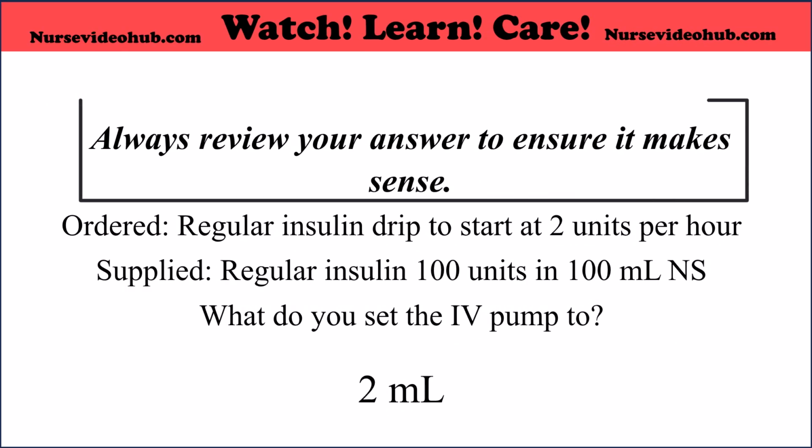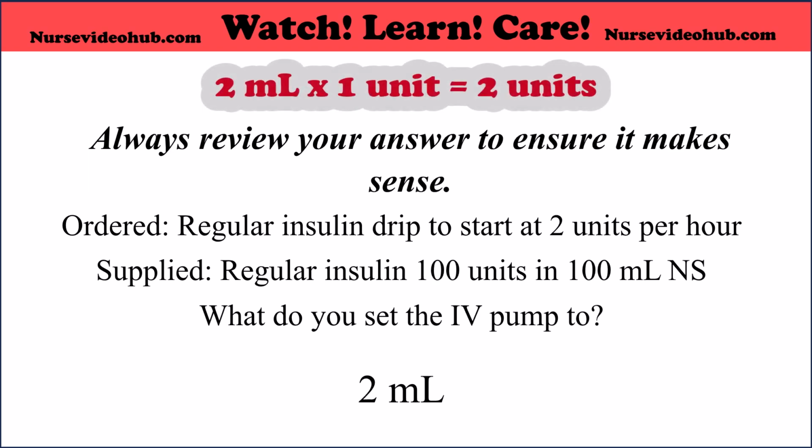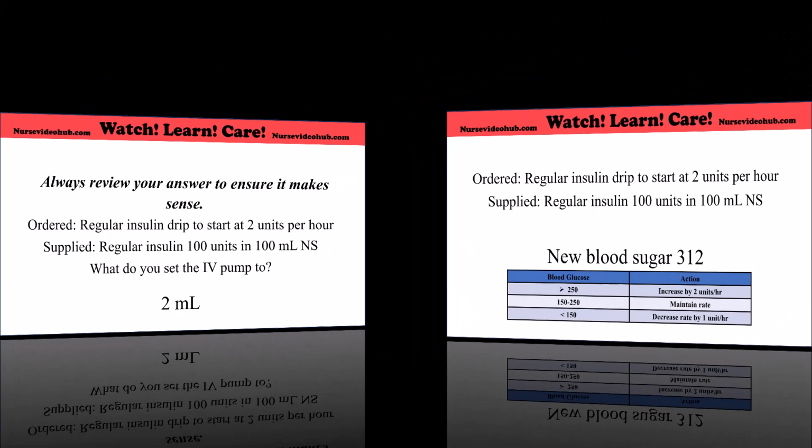Always review your answer to make sure it makes sense. The reverse method is to multiply 2 milliliters, the amount to be administered, by 1 unit, the concentration available, based on 100 units divided by 100 milliliters, which equals 2 units, the prescribed dose.